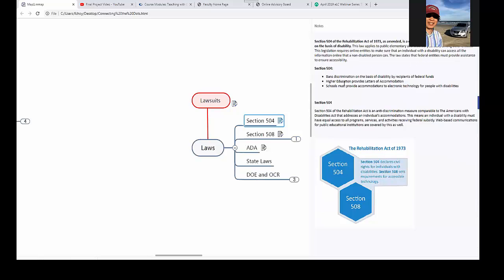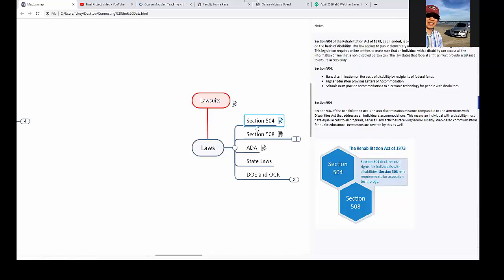So Section 504 bans discrimination on the basis of disability by recipients of federal funds. Now that is important, okay, federal funds. That means community colleges, we all have federal funds. Even if we take $1 of federal funds, we will be affected. Higher education provides letters of accommodation. So it does mention higher education.